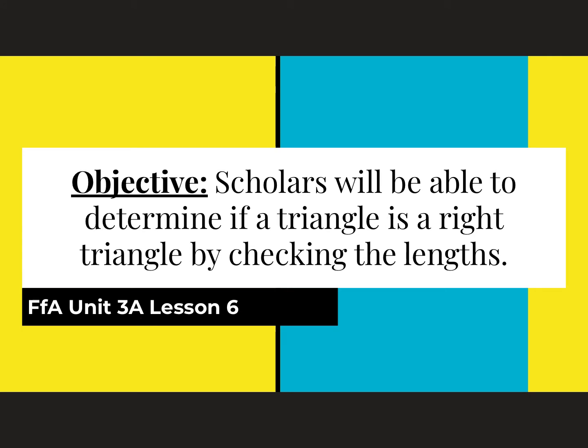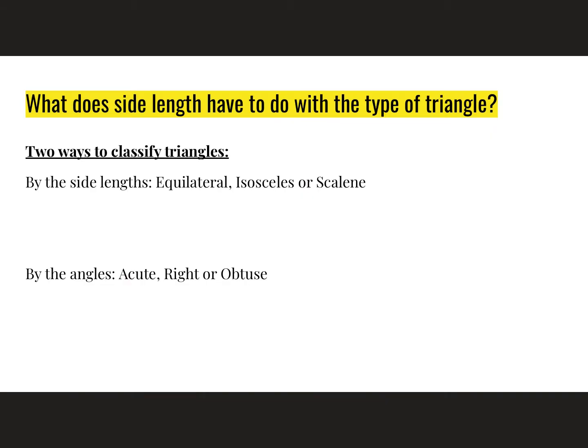Today, scholars will be able to determine if a triangle is a right triangle by checking the lengths. So we're going to look at the lengths of the sides to determine if a triangle is a right triangle. So, what does side length have to do with the type of triangle?